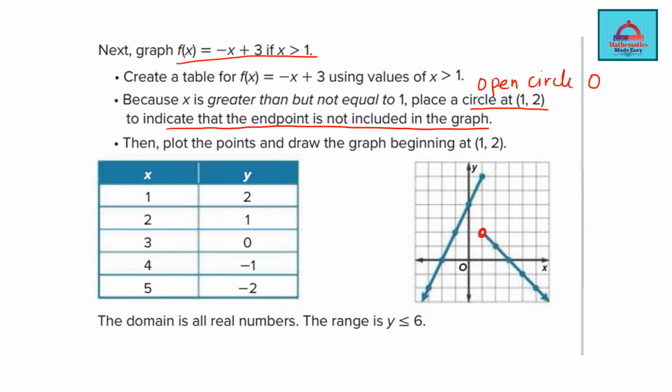Next point, because you have to take x more than 1, you are going to take 2, 3, 4, 5 for these points, and correspondingly the value will be minus x plus 3, which is minus 2 plus 3. So you simplify, put the value, and this comes out to be 1. So these are the points that you get. So complete the dots and join the straight line, and you will get your answer.